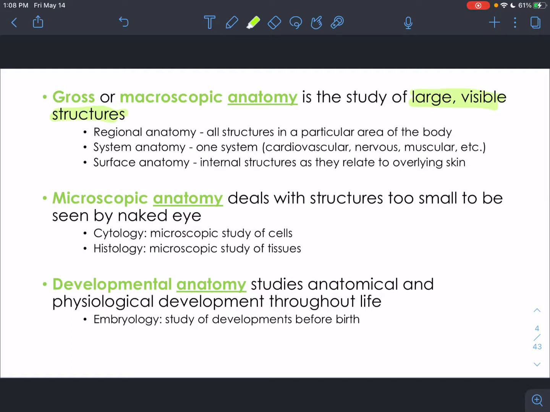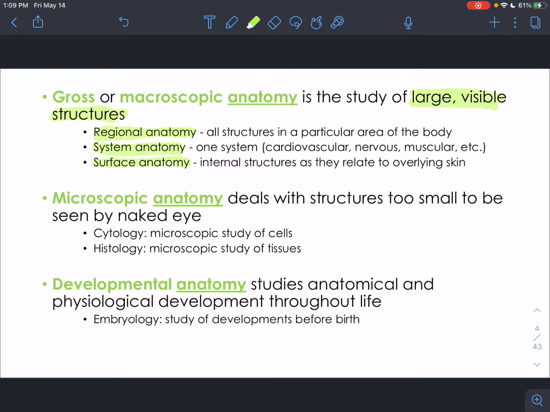Okay, so there's a few subdivisions. You have regional anatomy, which is all the structures in a particular area of the body. We can look at system anatomy, which is looking at just a single bodily system. So your cardiovascular system, your nervous system, your muscular system, right? And looking at all the structures within that system. And then we can also look at just the surface anatomy of our body. So what you can see on a human just walking down the street, and trying to relate those internal structures to where they're at in the body in relation to the skin.